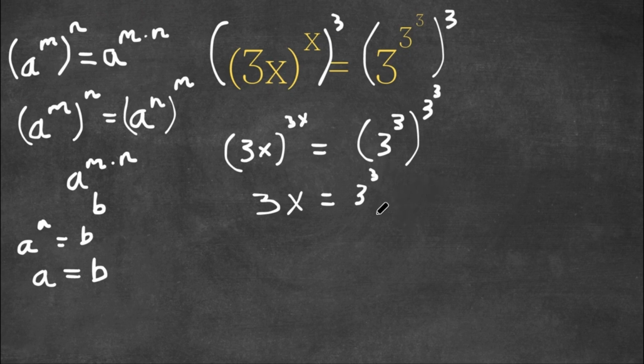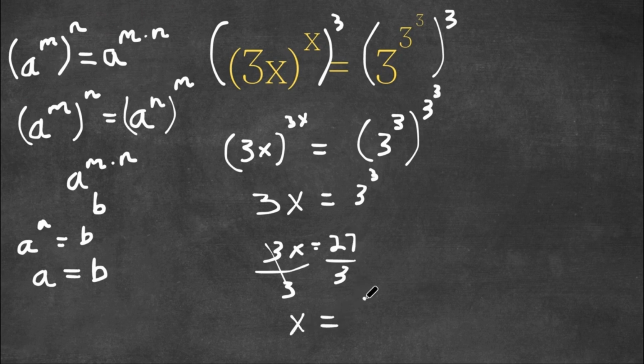Now, we can do this in two ways. Our first way is doing 3 to the power of 3. Well, 3 to the power of 3 is 27, so we get 3x is equal to 27, and if we divide both sides by 3, this cancels out, and we get x is equal to 27 divided by 3 is 9.